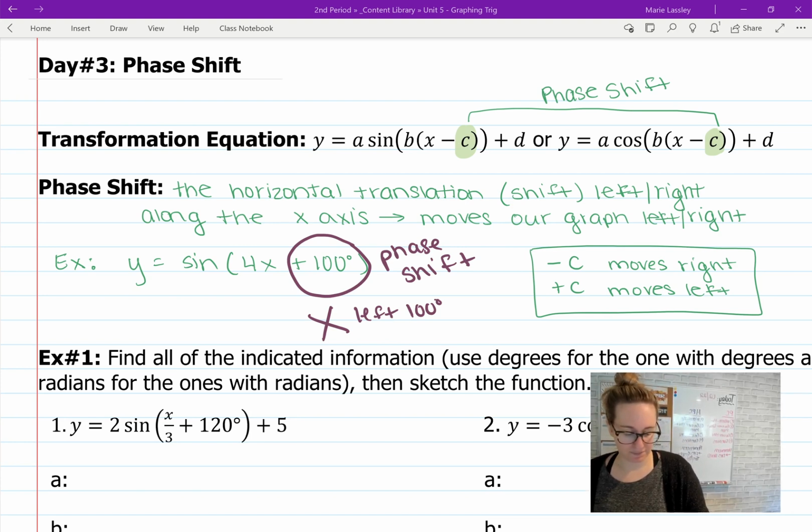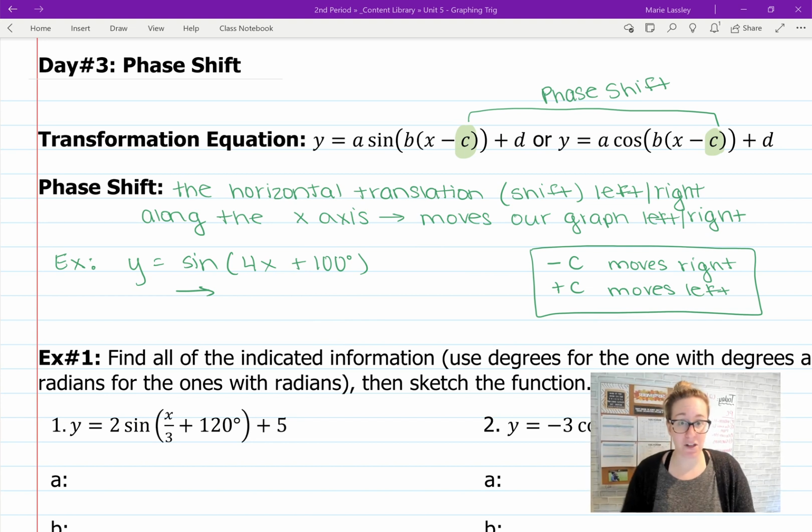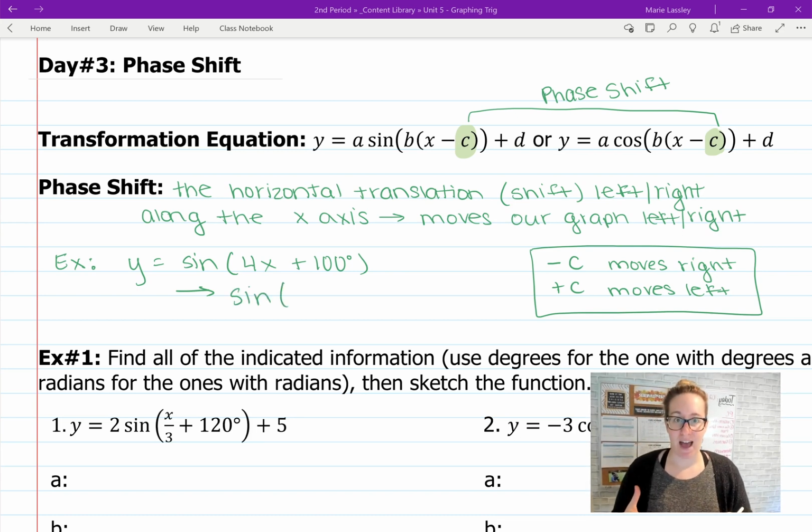So this is wrong. We don't want to do that. All right. What we have to do is first rewrite it so that the B value, that 4, is factored out. So we would say sine, and we're going to pull the 4 out. And this is where we have that greatest common factor, right? When we GCF, or we pull something out front.